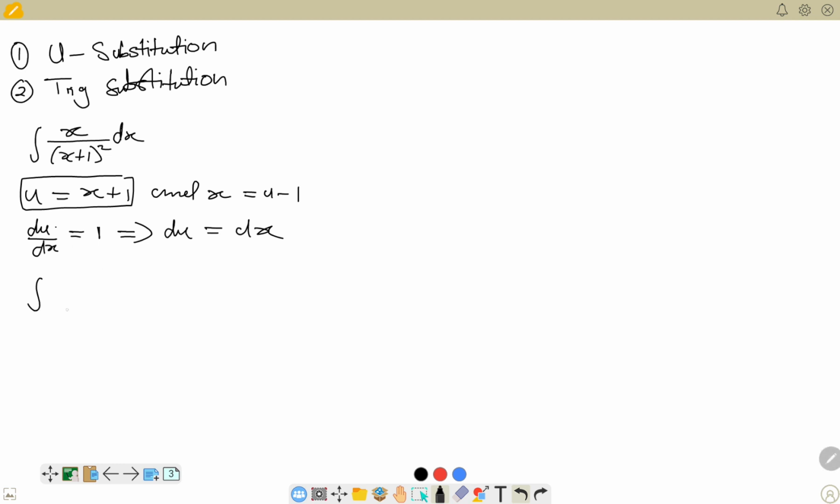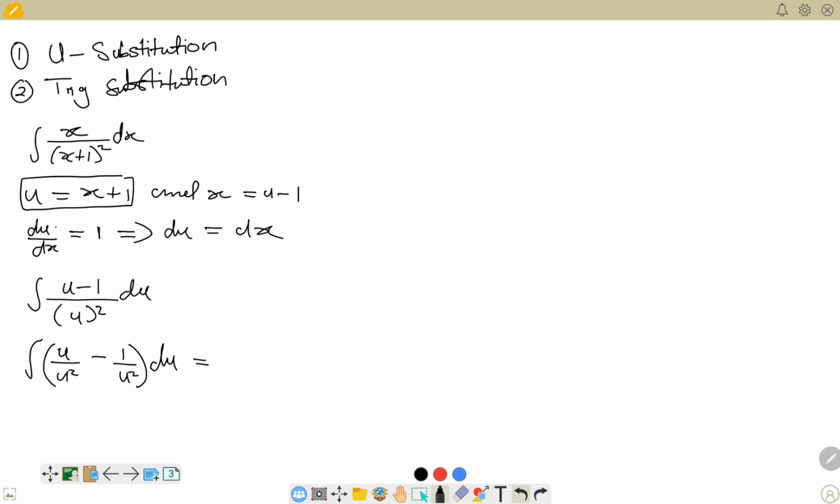So where I see x, I will put u minus 1. But on the denominator, I don't have to replace x. I only have to replace the whole thing because I have x plus 1 as u. So it's going to be u squared. Now my dx is equal to du. So this now can be broken into two parts. We have it like that, minus 1 over u squared. Of course, we can multiply them like that to show that we are still integrating.